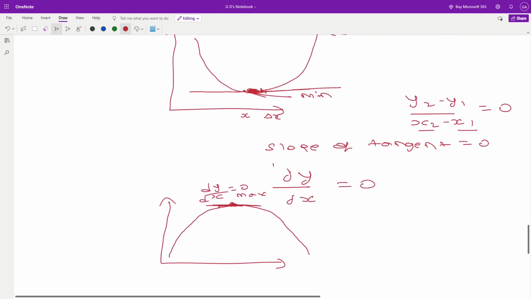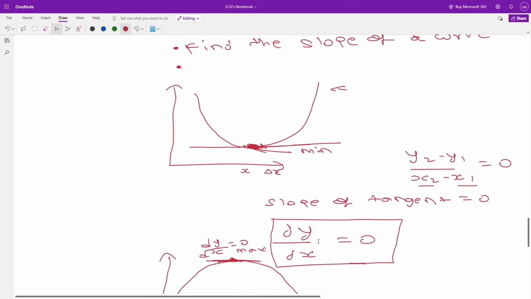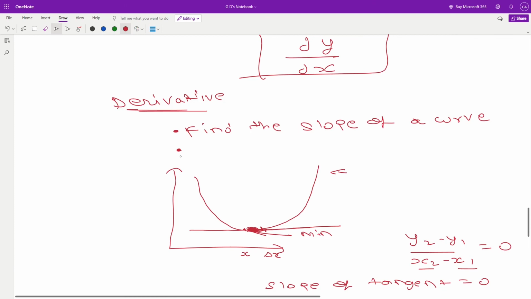Exactly this concept we will be using in gradient descent. We will use derivatives to find the slope of the curve, and this concept to find the minimum. So it is used to identify the minimum or maximum of an equation. These are the main two reasons why we use derivative or differentiation in general, right?